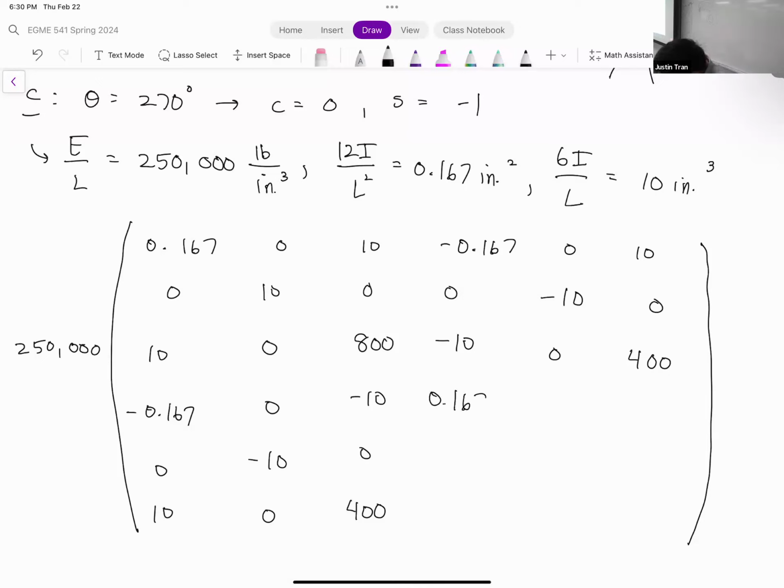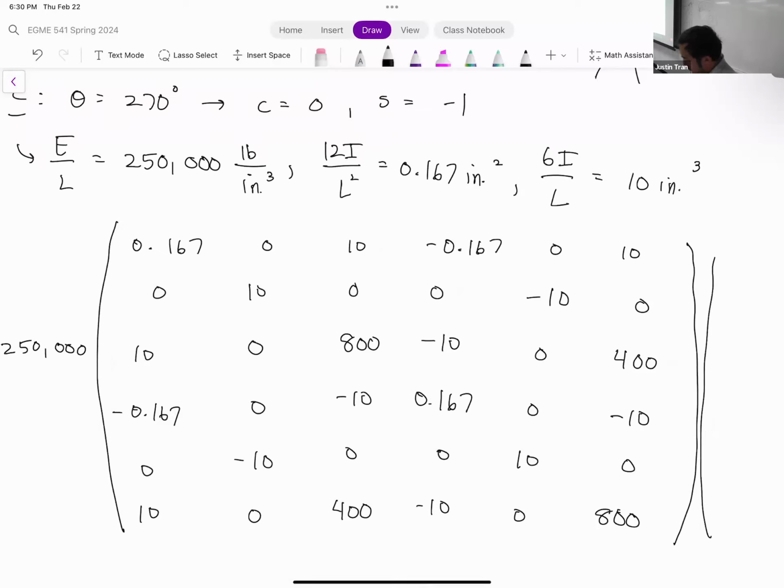Next row, 0.167. 0 minus 10. Second to last row, we just have a 10 and 0. So that puts a 0 down there. And then our last entry here is 800. All right. And so the degrees of freedom here connected to nodes 3 and 4. So you have D3x, D3y, theta 3, D4x, D4y, theta 4.